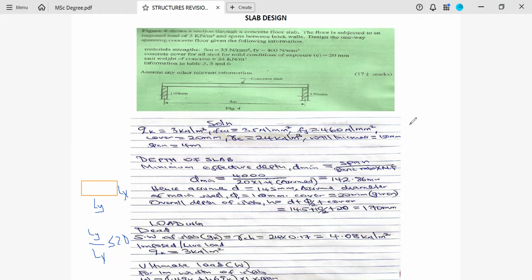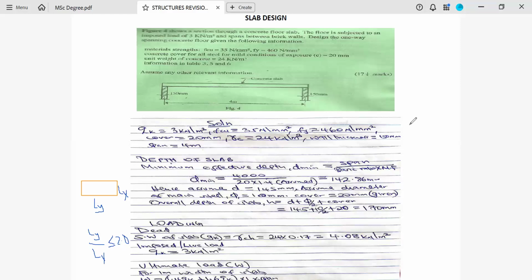The question is: Figure 4 shows a section through a concrete floor slab. The floor is subject to an imposed load of 3 kilonewton per square meter and spans between brick walls. Design the one-way spanning concrete floor given the following information: material strength, that is concrete strength, FCU 35 Newton per millimeter square; strength of steel, FY 460 Newton per millimeter square; concrete cover for all steel for mild condition of exposure, 20 millimeter; unit weight of concrete, 24. Then we have the table to use information from.